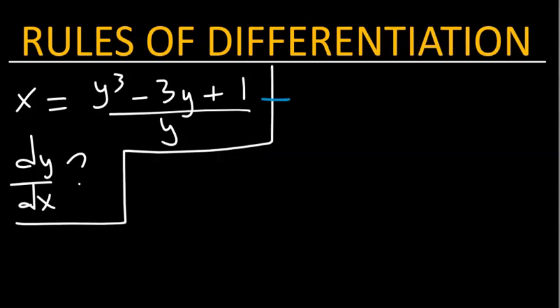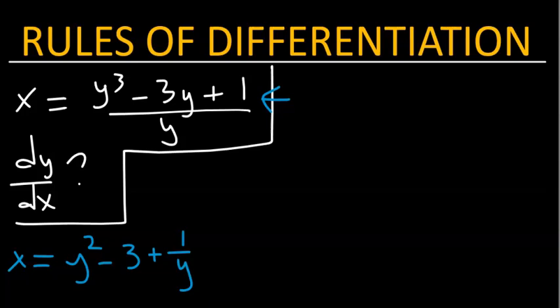So let's break this function into pieces. x equals, the first term will be y squared, because y cubed over y is y squared. The second term is minus 3y over y, it's quite simply minus 3. And the last term is 1 over y. So let's determine dx/dy.